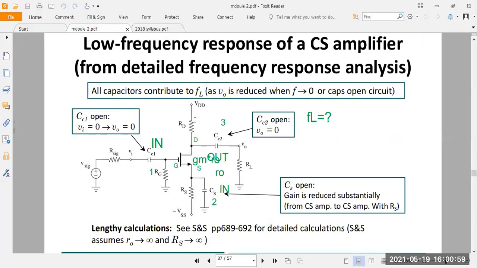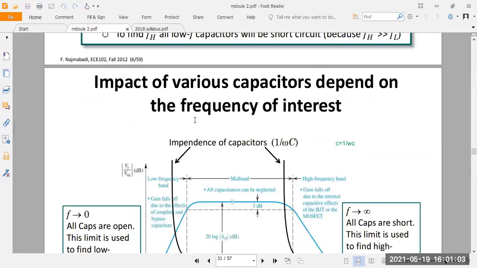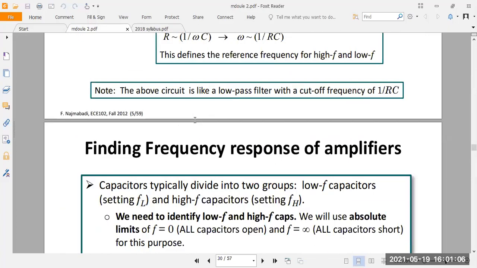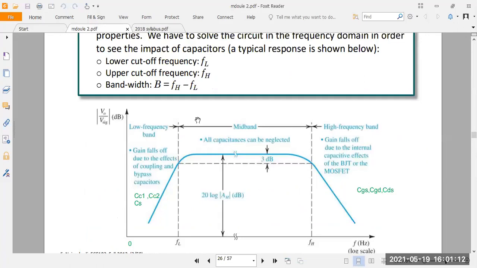Here you take this one. This is the frequency response for the common source amplifier, or you can take a general amplifier here. So this is the amplifier curve. In the amplifier curve, what happens here? We want to take the lower frequency response and the higher frequency response.